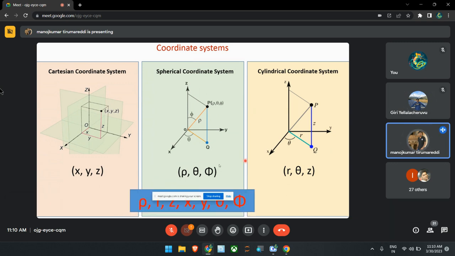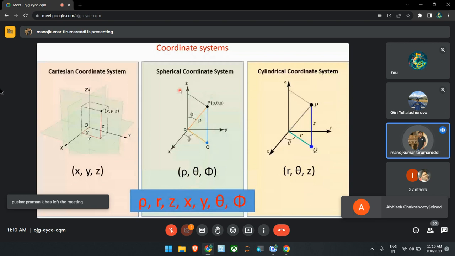These are rho, r, z, x, y, theta, and phi. Out of these 7, any three are required to define the position of any point P. Rho is the radius of the spherical coordinate system, whose projection on the xy plane is r, and r has a projection on the x-axis, that is x, and on the y-axis, y. The projection of rho on the z-axis is z, and it makes angle phi with respect to the z-axis, and the projection of rho with respect to the x-axis is theta.